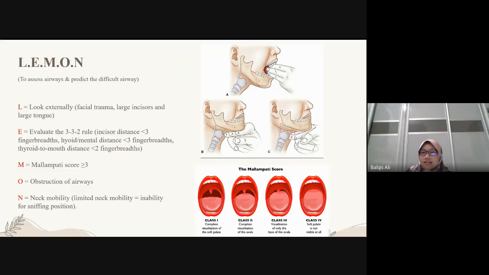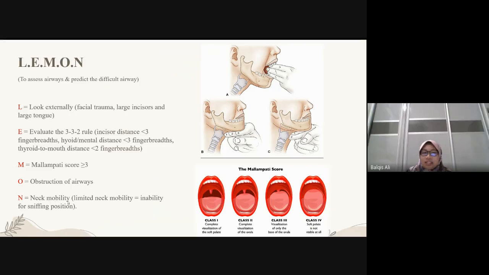Because if there's less than two, we cannot do direct laryngoscopy due to the acute angle of the base of the tongue and also the larynx itself. Okay. And then M, Mallampati score. Mallampati score is the visualization of the soft palate. Class 3 and class 4 carry a higher risk of difficulty in intubation. And then O, obstruction of the airway due to abscess, foreign object, or trauma.